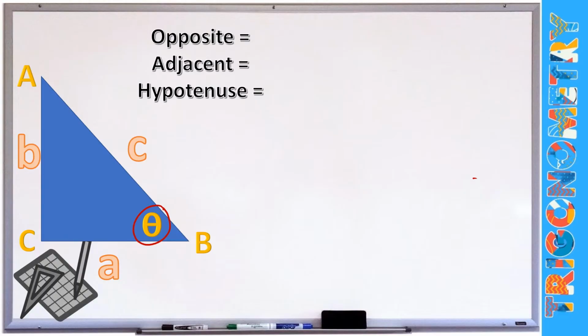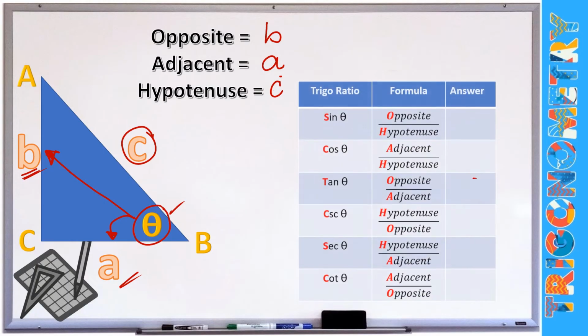So since this is our angle theta, it's obvious that our longest side is C, which is our hypotenuse. Then we have the opposite side. The side opposite angle B is side B. And the side beside our angle B is our side A. So we're complete. We have the opposite, which is side B, our adjacent, which is side A, and our hypotenuse, which is side C. So we can now get the 6 trigonometric ratios.